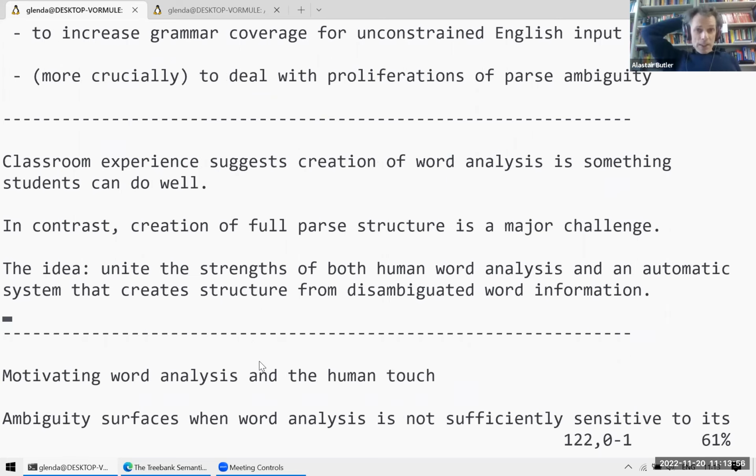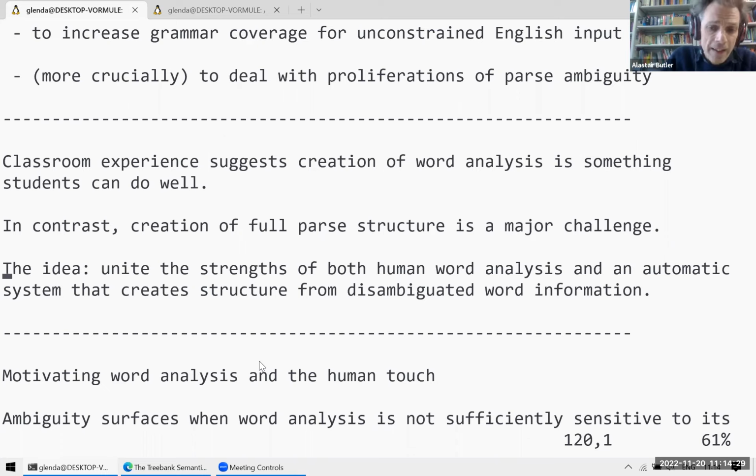Now, my classroom experience suggests that creation of word class analysis is something students can do really well, because they are already well drilled into determining what's a noun and what's a verb and what's an adjective and what's an adverb. But in contrast, creation of full parse structure is a real major challenge. Until I had the parser, I was teaching the students to create these parse structures, but we didn't get very far in a semester.